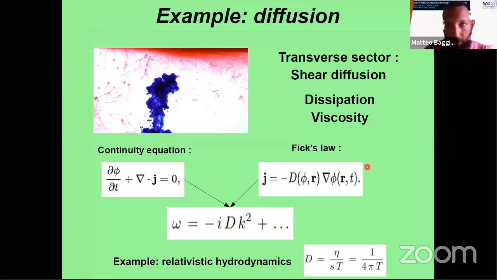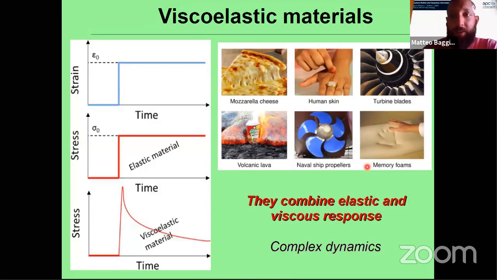So this is the big problem. And then we also want to do something more than that, because a perfect solid and a perfect fluid are definitely some kind of theoretical abstraction. In general, any system is viscoelastic, in the sense that it combines an elastic and a viscous response. Here I put some pictures of common things which are viscoelastic: the cheese on your pizza, your skin, and the foam of your pillow. All of these are materials which combine elastic properties with viscous properties, and the dynamics become more complex. So let's see how it looks.